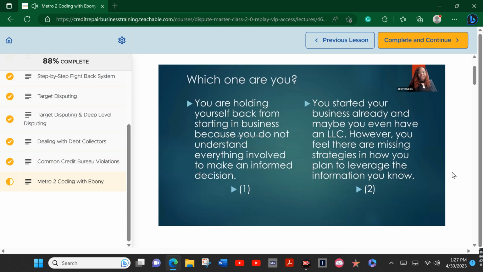So which one of these are you? Okay. As I go through this, you guys are going to add a 1 or a 2 into the chat. Are you a 1 if you're holding yourself back from starting in business because you do not understand everything involved to make an informed decision? If that is you, give me a 1 in the chat. Okay. If you're a 2, you've started your business already, and maybe you even have an LLC. However, you feel that you're missing strategies and how to plan to leverage the information you know.